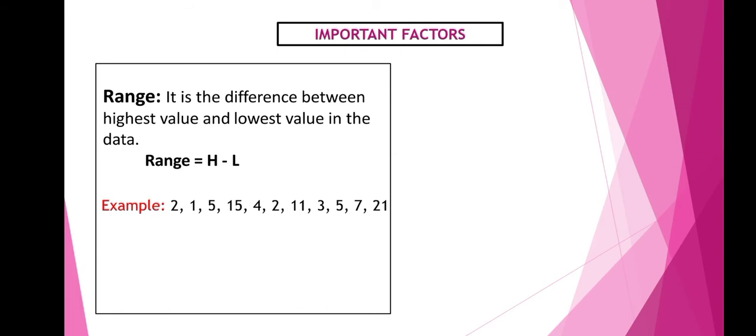Let us understand this using an example. So here the observations are given. To calculate range, first of all write down the formula of range. So the formula is range is equal to H minus L. In the formula we need the highest value and the lowest value. From this data, the highest value is 21 and the lowest value is 1. So substitute these values in the formula. We get 21 minus 1 is equal to 20. Therefore, the range of this distribution is equal to 20.